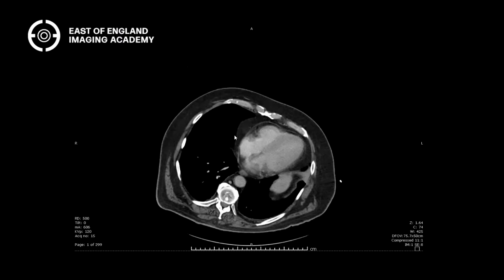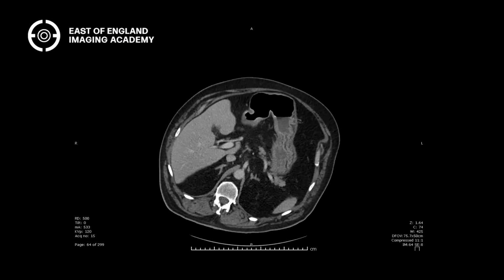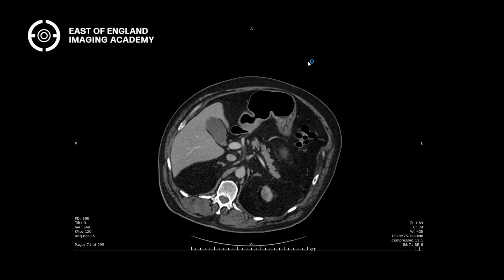Just as a very brief introduction, so that we're all on the same page, I'll go through some very basic CT physics and anatomy, so that we're all looking at the same things and we know what we're looking at. This is a CT scan, an axial view, so it's a slice through the abdomen.